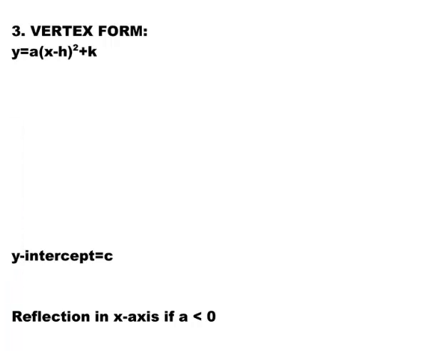In the vertex form, the equation is y is equal to a times x minus h squared plus k. Now, the nice thing about vertex form is that the vertex coordinate is h and k. Now, the vertex is either maximum or minimum depending on the value of a. If a is less than 0, meaning it's negative, then the parabola is going to open downward. So the vertex, which is here, is going to be the maximum. If a is greater than 0, meaning positive, then the parabola opens upward, then the vertex is the minimum point here.